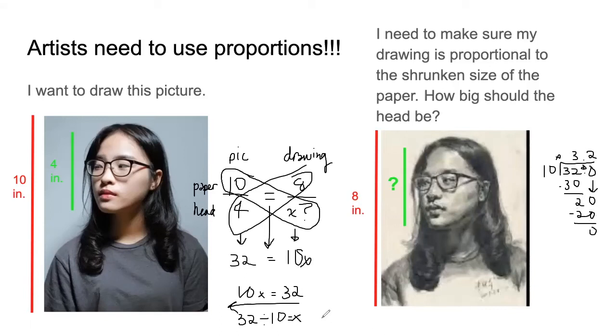So that means X is 3.2. What does that mean? Well, if we are drawing it on this paper, we need to shrink the 4-inch head right here, and we need to make it 3.2 inches. Again, this is also how you make the most accurate picture, okay? You don't want to be hired as a portrait artist and then your proportions are all wonky. You're going to make the head too big or too small, depending on what mistake you do.